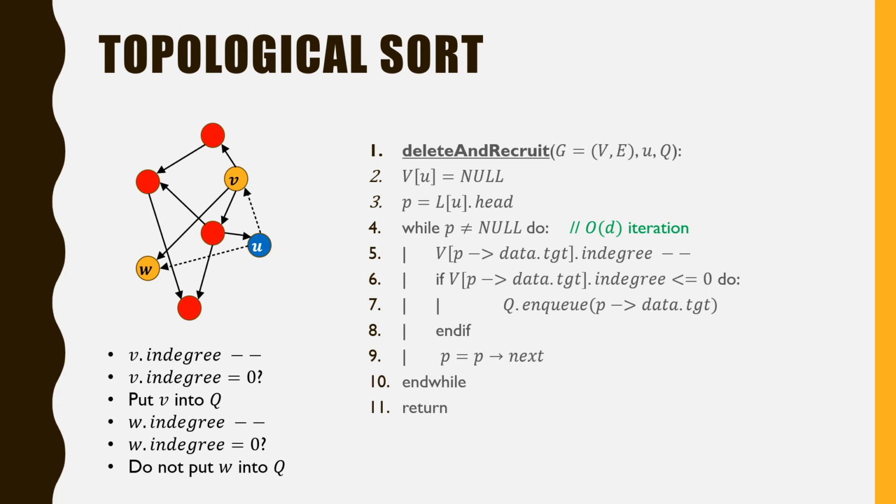Since all steps inside the while loop run in O(1) time, and we traverse D outgoing edges, the overall time complexity is O(D), where D is the degree of U.